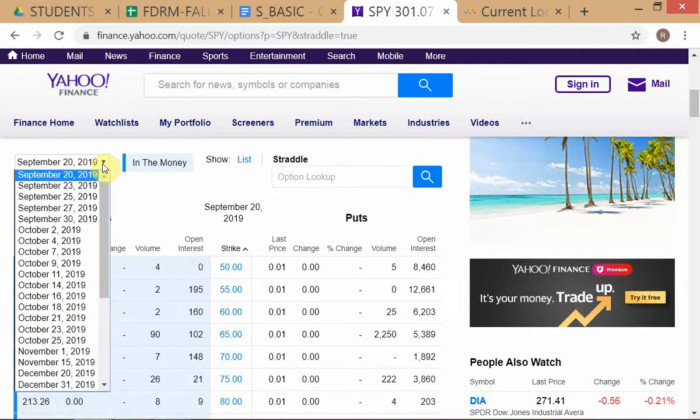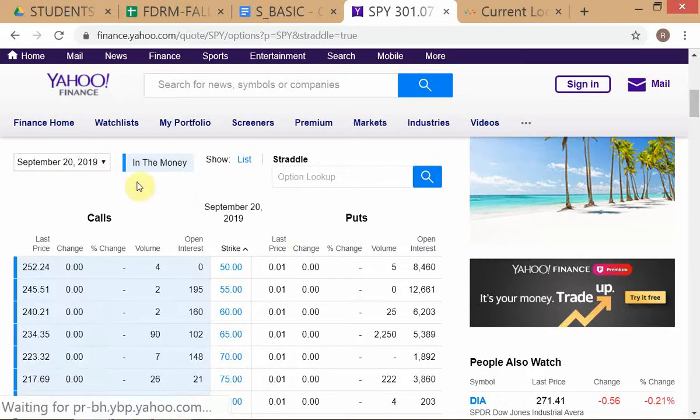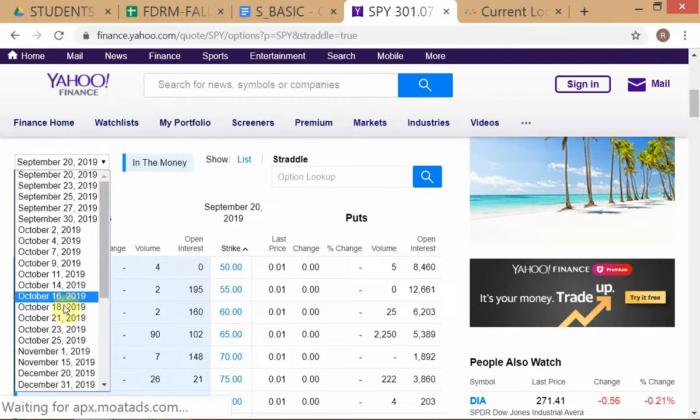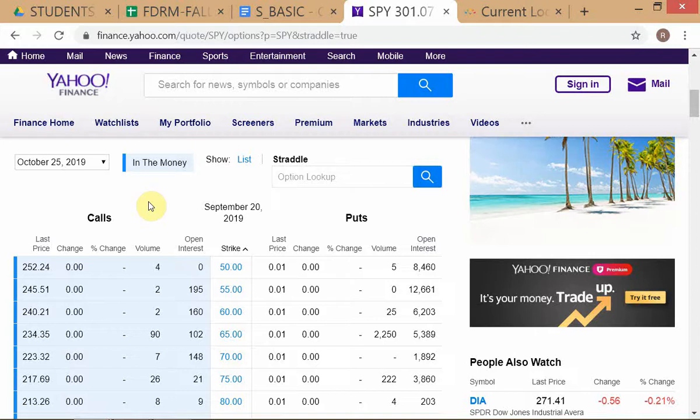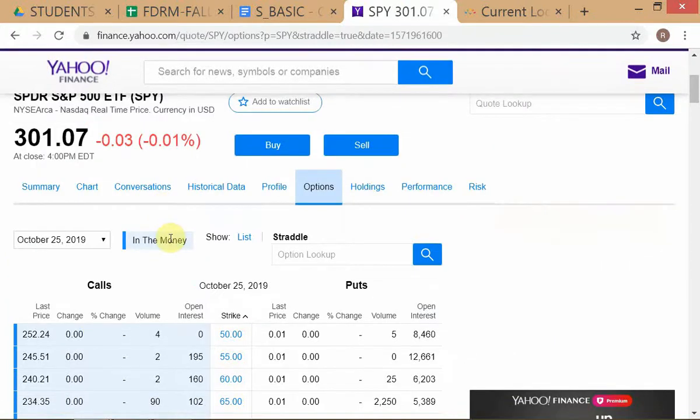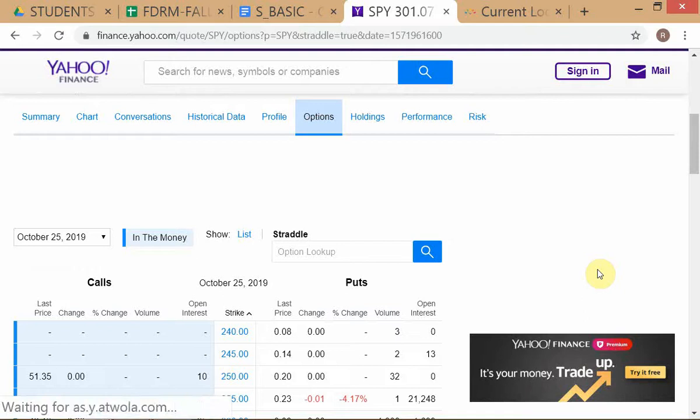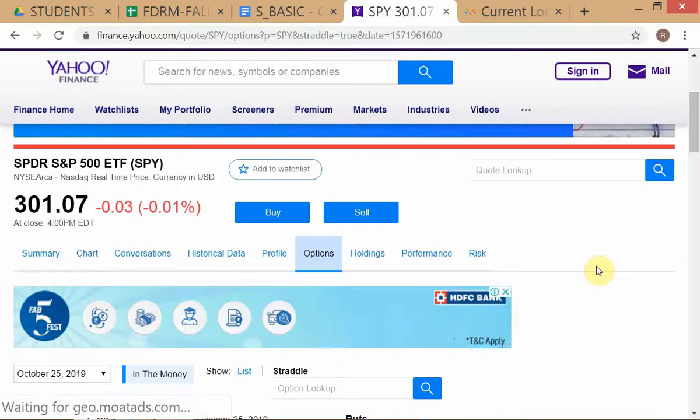It wants to know which expiry date you want it to display the option prices for. This is for September 20th, which is very short term for us. We don't want this, so we change it. You'll notice the prices will change. This will update, and now you're looking at options for 25th October.